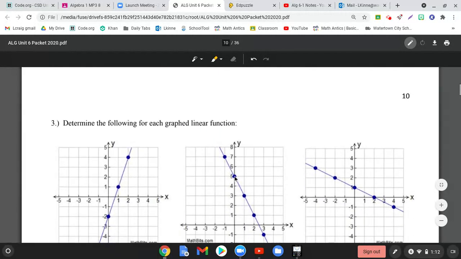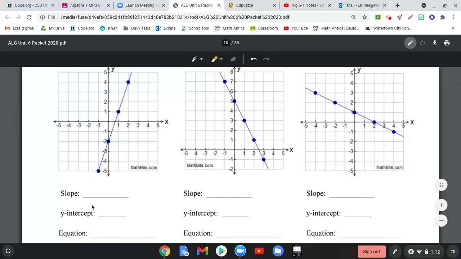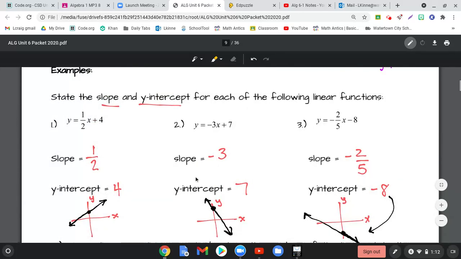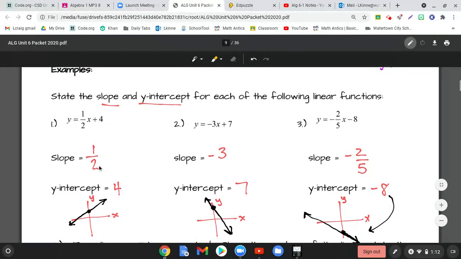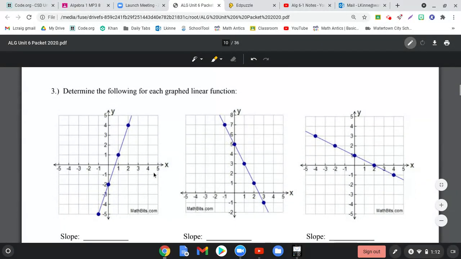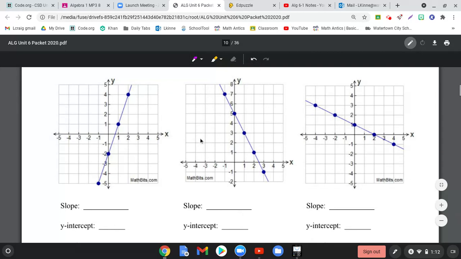So let's look at a graph and determine the slope and y-intercept and see if we can work backwards and come up with the equation. So if I give you the equation, you can easily tell me the slope and y-intercept. So if you have the slope and y-intercept, you can easily write the equation. All right. My favorite is to find the y-intercept because it's quick and easy. So my y-intercept is right here. It's crossing the y-axis at -2.